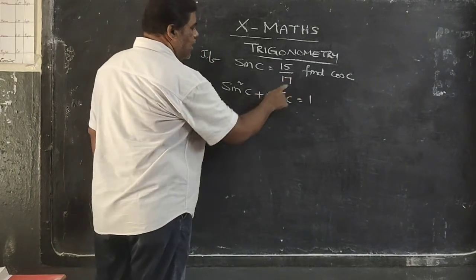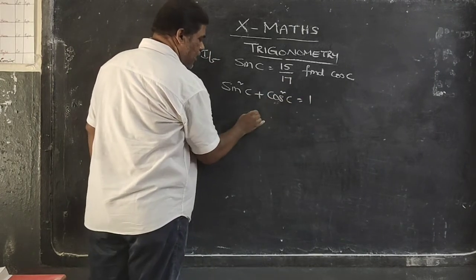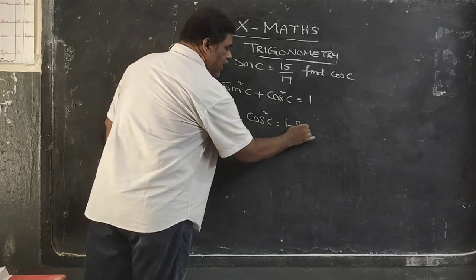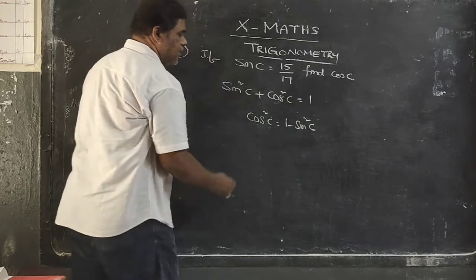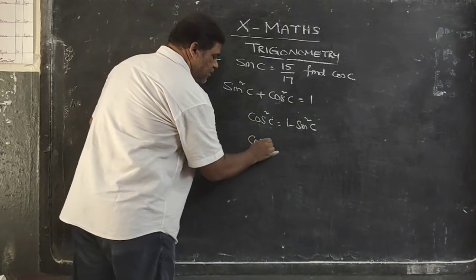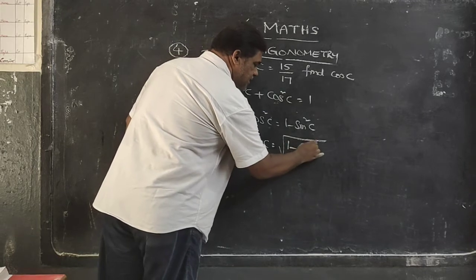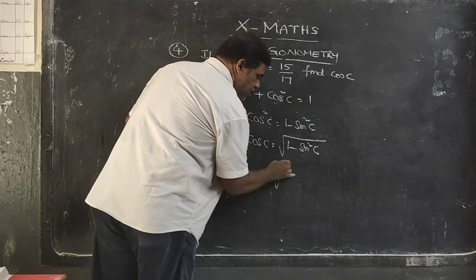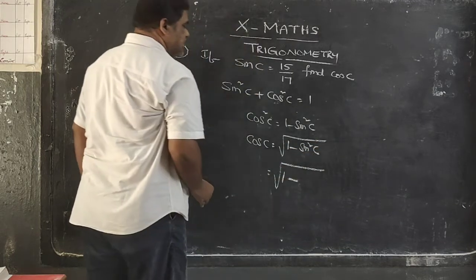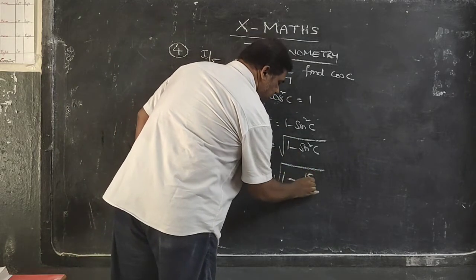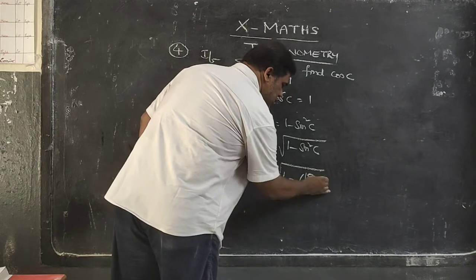So here if you want cos square C, keep this side, cos square C is equal to 1 minus sin square C. So cos C is equal to, remove the square, here we have to keep square root, 1 minus sin square C under root. So 1 minus sin square C, sin C is 15 by 17. So it is 15 by 17 whole square.